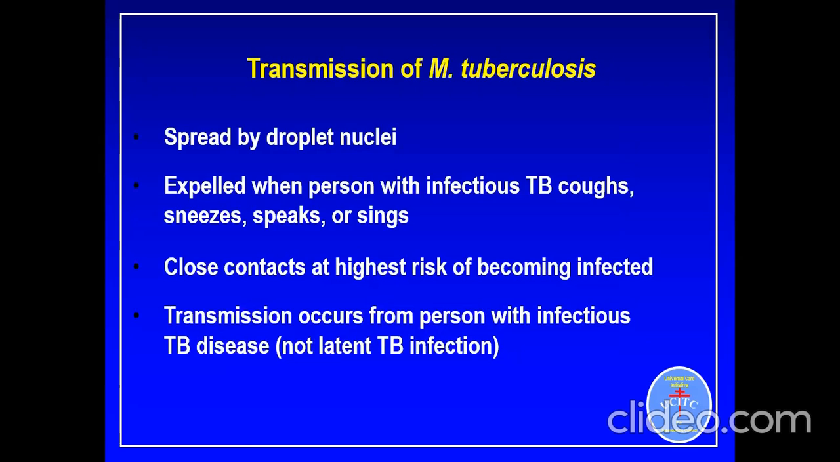So who are all at risk? The close contacts are at highest risk of becoming infected, and transmission occurs from a person with infectious TB disease, not a latent infected person. So that's the one thing one has to keep in mind when we are talking about transmission of tuberculosis.